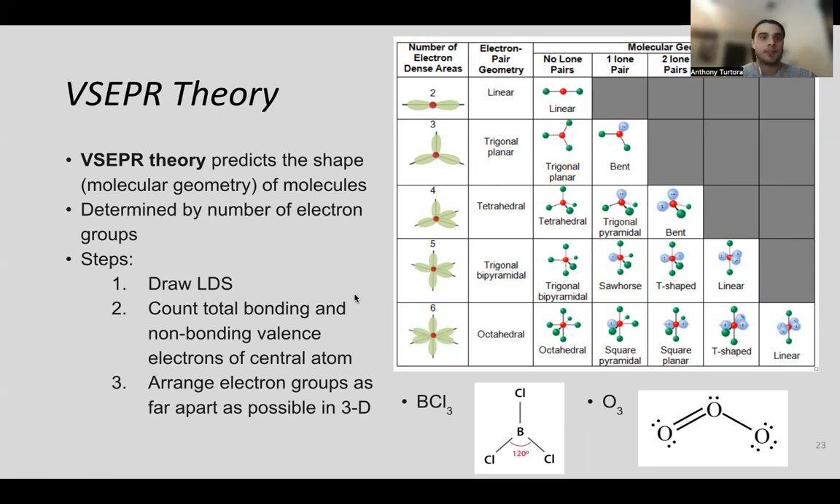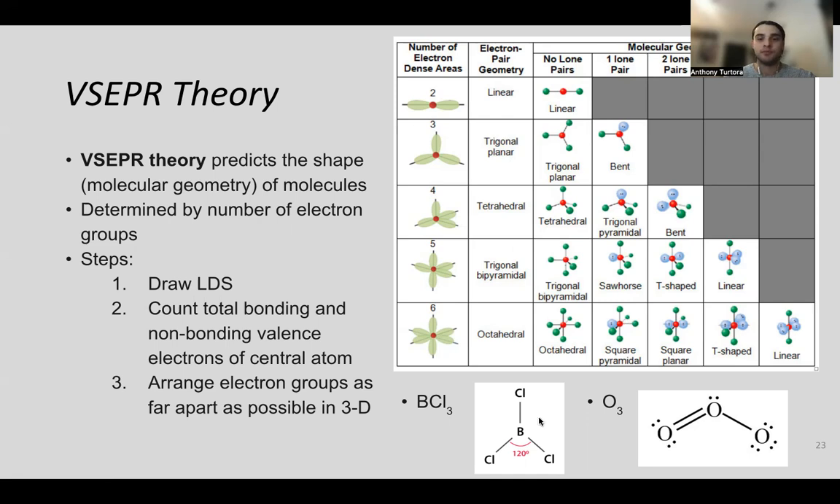atom. And now the steps for VSEPR theory: first we're going to draw out our Lewis dot structure, as we just previously learned to do. We're going to count the total bonding and non-bonding valence electrons. This will determine our electron groups, and this determines our electron geometry, which is here if it's linear, trigonal planar, etc. And then we're going to arrange the electron groups as far apart as possible in 3 dimensions.